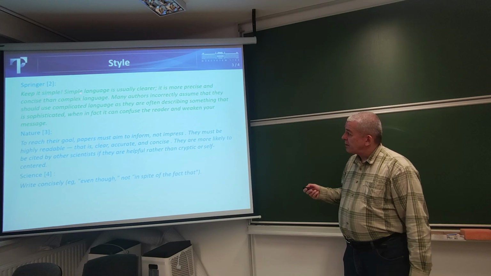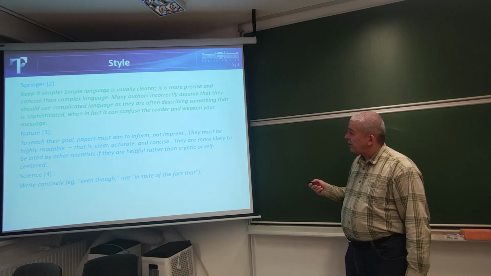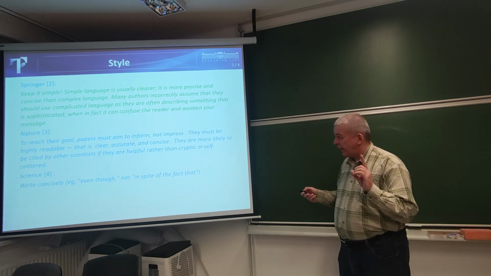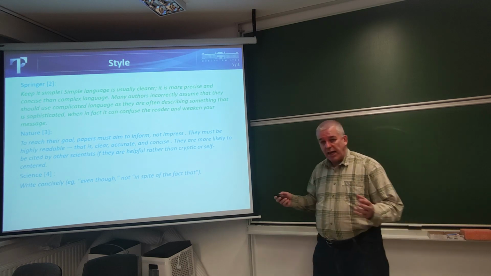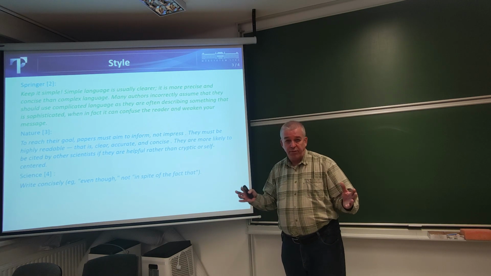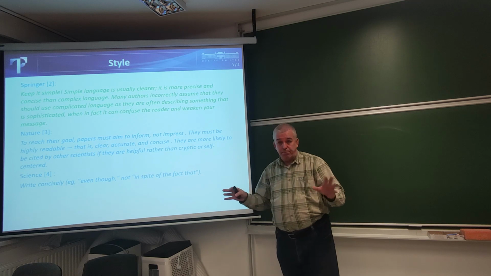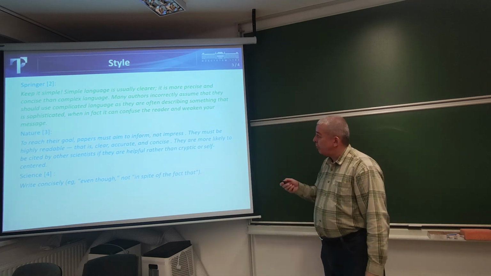Keep it simple. Simple language is usually clearer, it's more precise. Many authors incorrectly assume that they should use complicated language as they are often describing something that is sophisticated. Yes, I understand. You can write about something very sophisticated in your scientific article, about a very, very complicated process or technology. But that doesn't mean that the language should be complicated too.